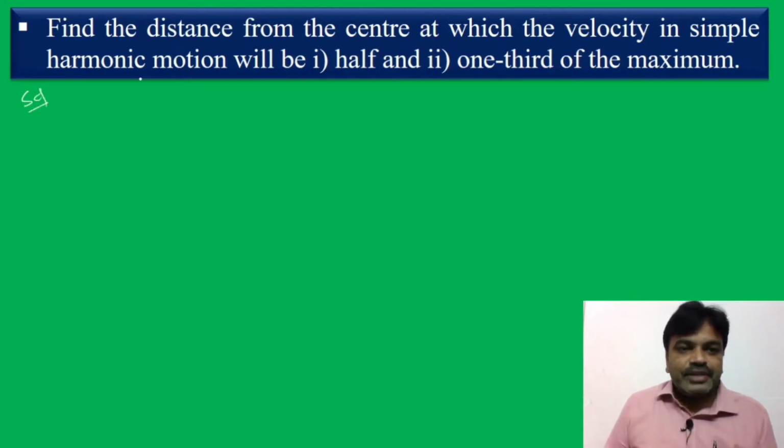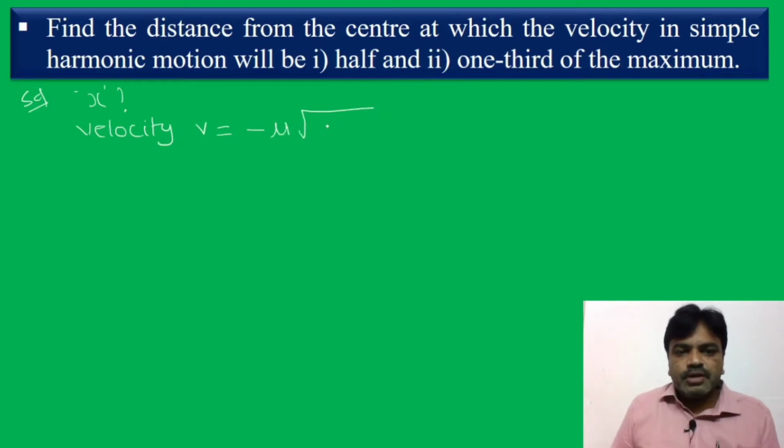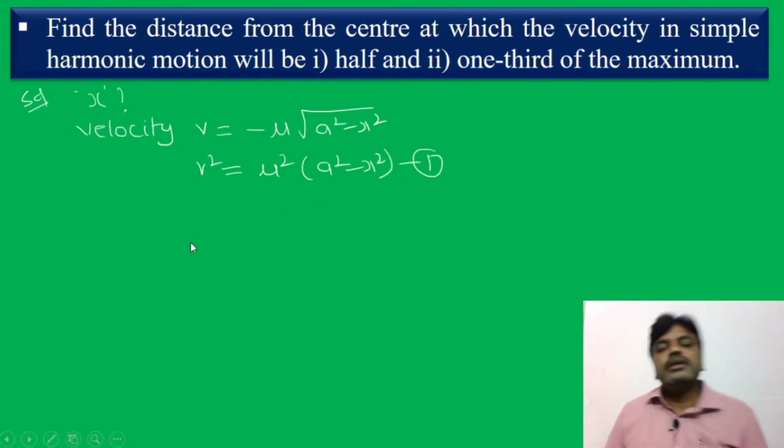What does it say here? Find the distance. Distance means x. We are finding x. For that, the velocity is given. We know the velocity formula: v = ±ω√(a² − x²). Here x is the distance or displacement, friends. Now squaring on both sides, v² = ω²(a² − x²). Say this is equation 1.